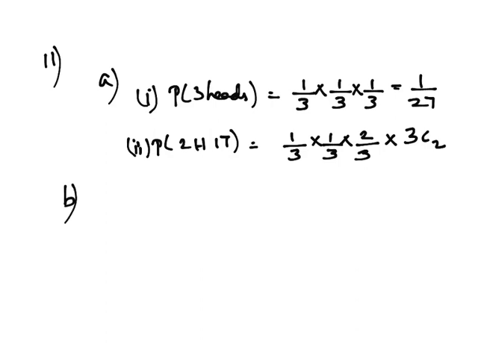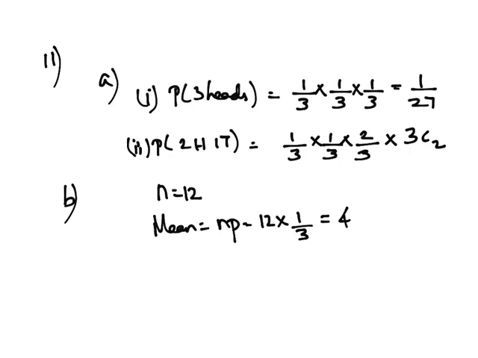Now let's look at the B part. Amir plays a game in which he tosses the coin 12 times. Find the expected number of heads. So n is 12 and I want the mean. So np, 12 times 1 by 3, which is 4. So he is expected to get 4 heads.